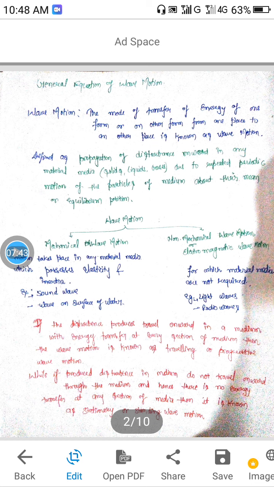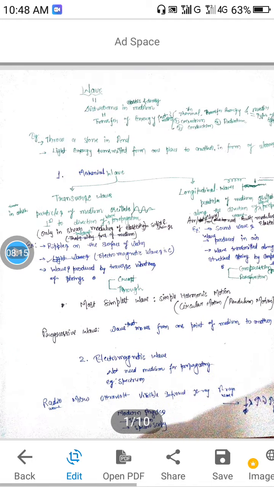And if the disturbance produced in a medium does not travel onward through the medium and hence there is no energy transfer at any section of the medium, then it is known as a stationary wave or standing wave. Understood? In a propagating wave, energy will be transferred, but in a standing wave, energy will not transfer at any section. Remember these differences. So we studied the types of waves.